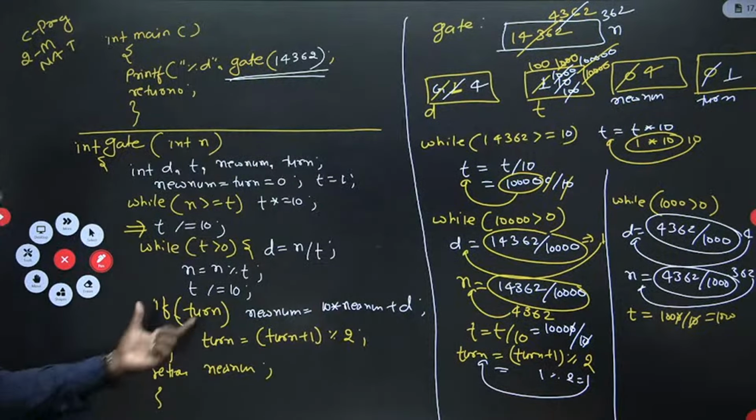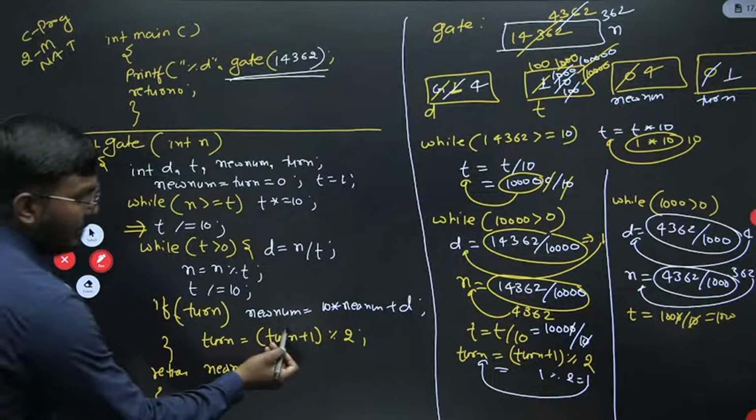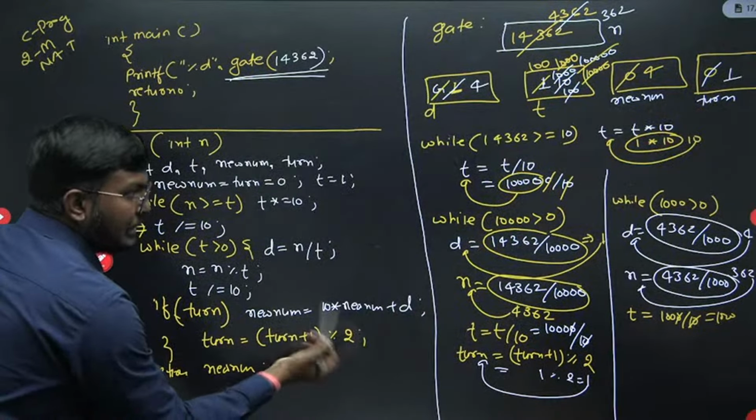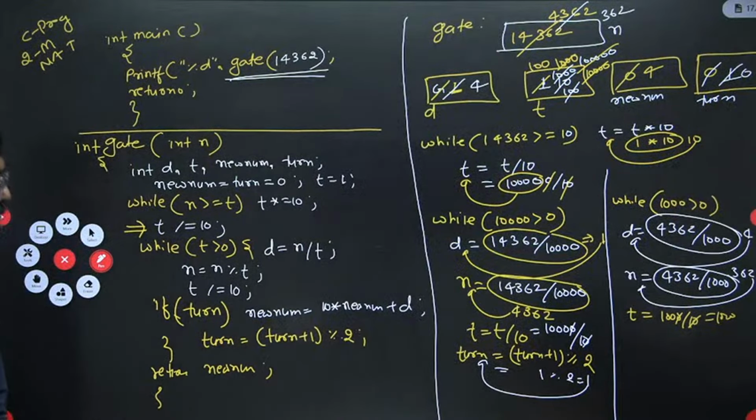Done. Now if the condition is done, go and perform the turn update again. So turn is equal to turn plus 1 modulo 2. What is the current turn? Turn is 1 only. So 1 plus 1 is 2. 2 modulo 2 is 0. Now this turn becomes 0. Understood? Getting my point? Now again perform the while condition.